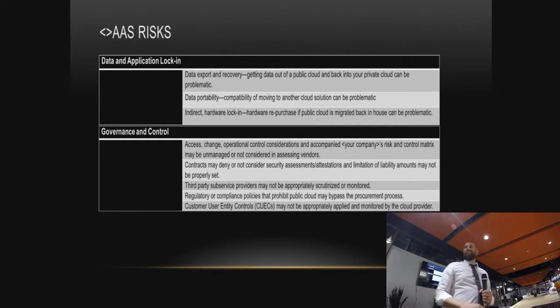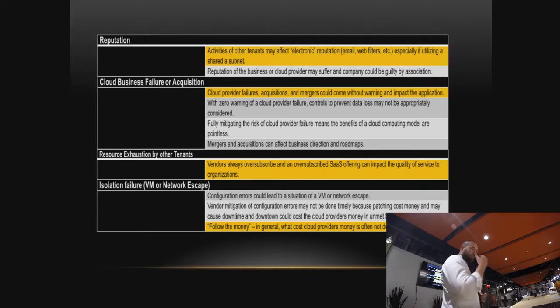Oh, okay. Got it. So this is just a risk dump of everything that I've ever researched or cared about or pulled out of some other material or looked up on the internet that is a risk associated with moving to a cloud for a service. And I just put them all here. I'm not going to go through them all, but I highlighted a few that I thought were interesting.